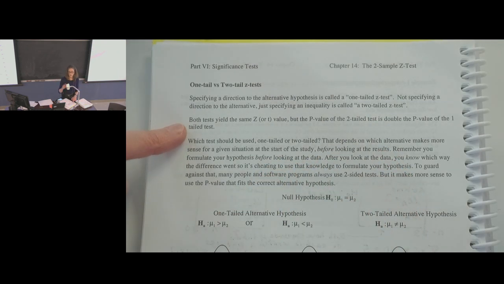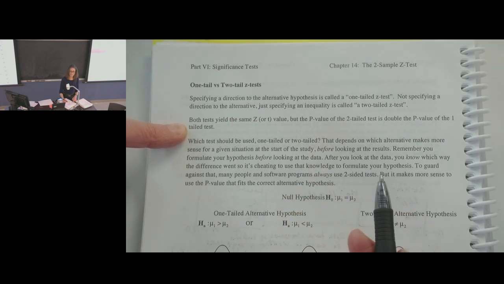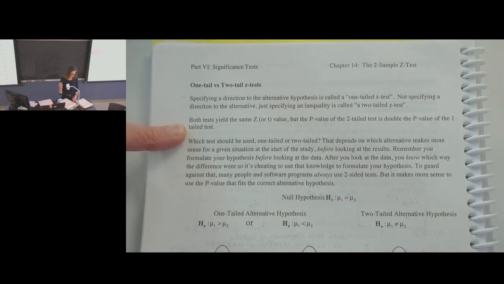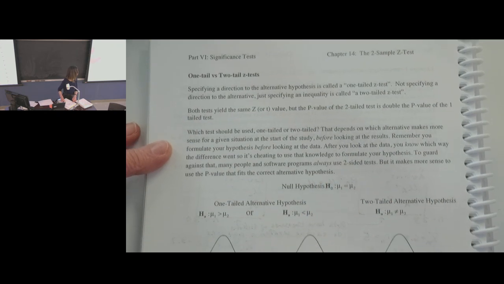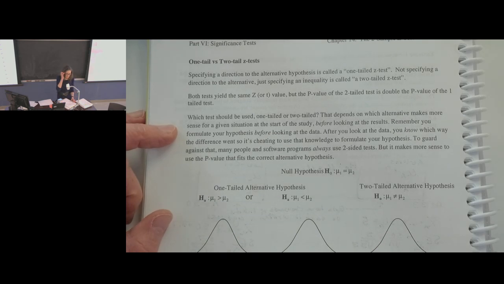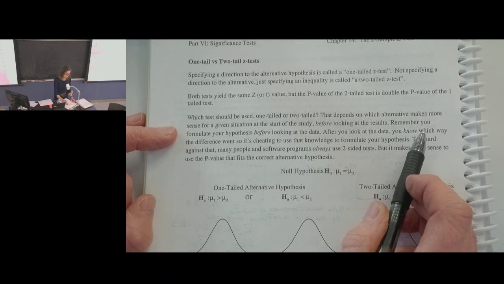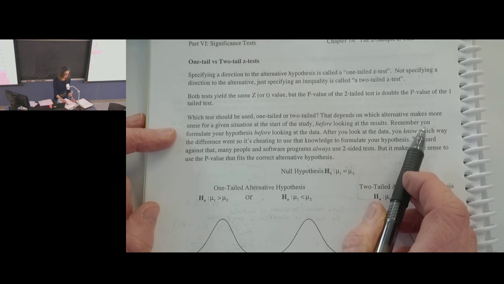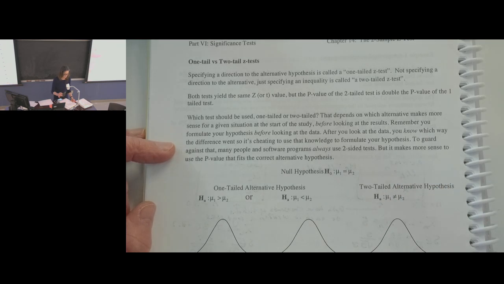Now, if you don't specify a direction to the alternative and just specify an inequality, that's called a two-tail test. They both are going to yield the same z, right? The same z. It's just whether, when you're calculating a p-value, you calculate the area of two tails or just one tail. So which test should you use? That depends on how much knowledge you have ahead of time. What alternative makes sense for the situation? Okay, so here's the deal.